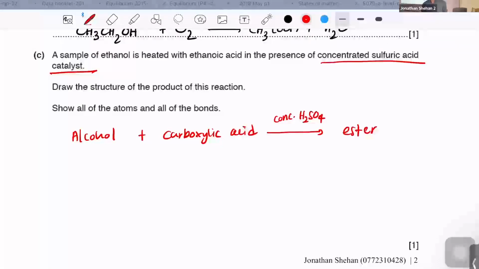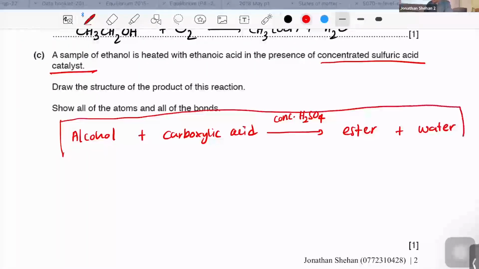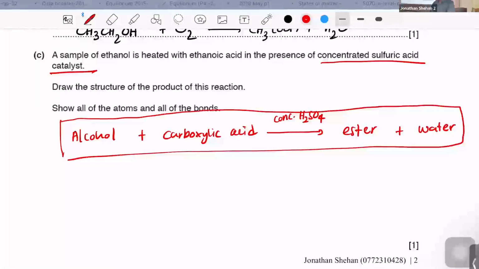Have you heard about esters? Esters have a nice smell. We use esters in perfumes. Also, esters are used as solvents. So esters are very useful. So ester is one product and water is removed. This is a general reaction when alcohol reacts with carboxylic acid.